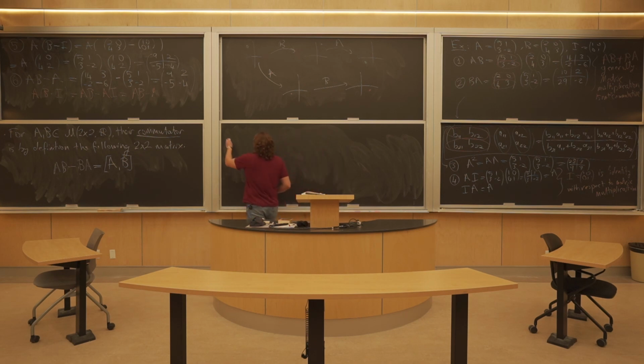Okay, so here's another example. This is an example where we're trying to think of AB and BA geometrically.